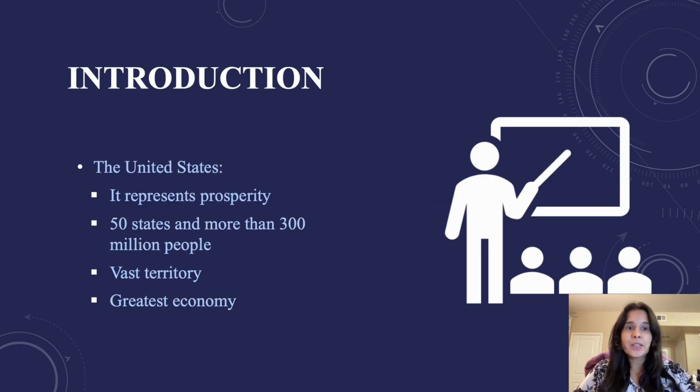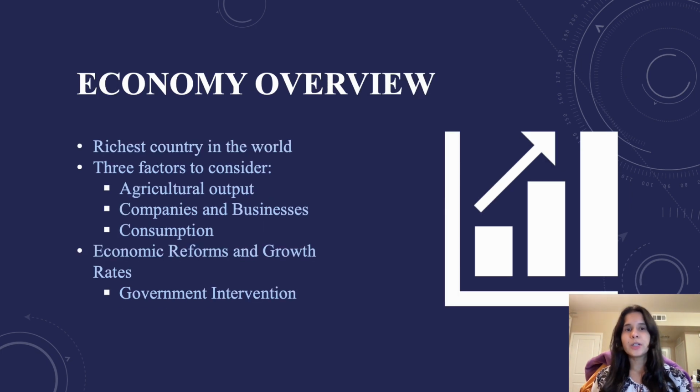All right, the United States represents prosperity, money, opportunities. It is the fourth biggest country in the world, and it has 50 states and more than 300 million people. It has a vast territory with a variety of environments, but its big differential is its greatest economy. The economy is the first topic here, and although China is getting very near the United States, the US is still the most powerful country.